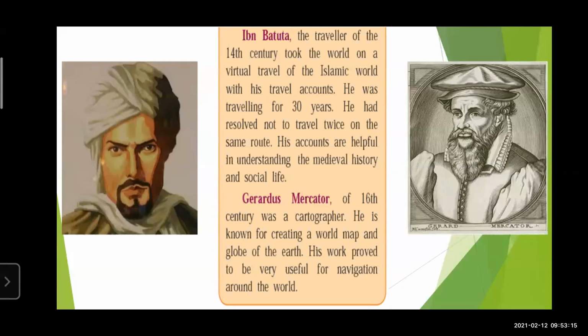Then we have Gerardus Mercator of the 16th century, who was a cartographer. Cartographer means one who makes or designs maps, okay. He's known for creating a world map and a globe of the earth. His work proved to be very useful for navigation. Navigation is planning out a route or directing the travels of a boat, ship, car, person, etc. around the world.